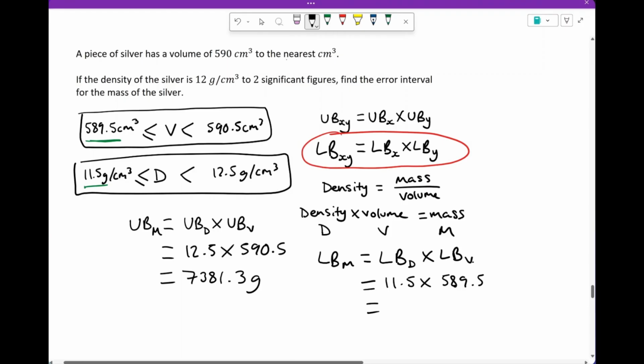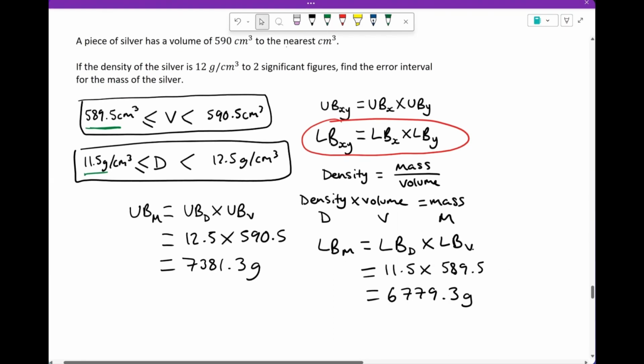So if we put that calculation into the calculator, we get 6,779.3, and our units will be grams. So we've got our upper bound and lower bound for the mass. Let's write out our error interval. So I'm going to put M in the middle, and then my upper bound goes to the right. So that's going to be the 7,381.3 from over here. And we need grams. And then my lower bound to the left.